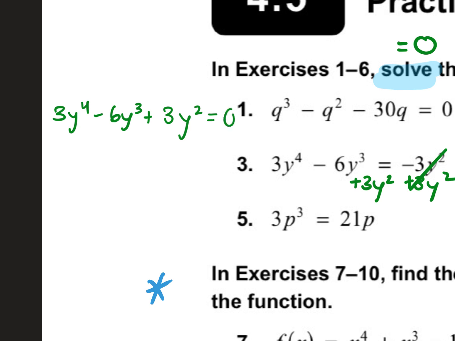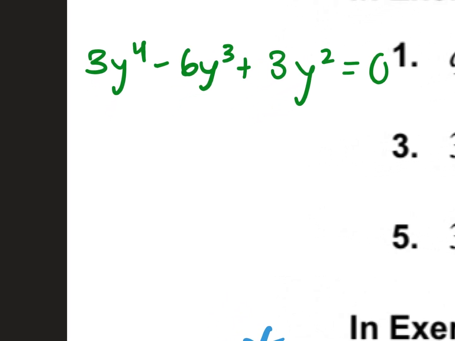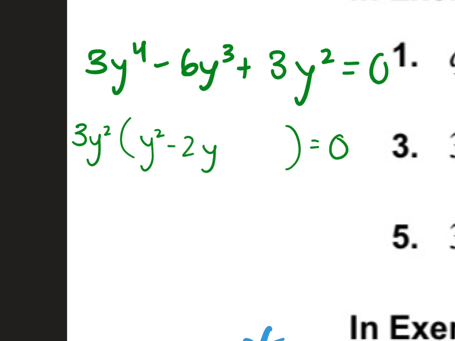What would we do next? Divide by 3y squared. So we're going to take out our GCF, which is 3y squared. When we take out the 3y squared, we're left with y squared minus 2y plus what? 1. Perfect. 3y squared divided by 3y squared is 1. Don't forget that 1. What are 2 factors of 1 that add to negative 2? Negative 1 and negative 1.